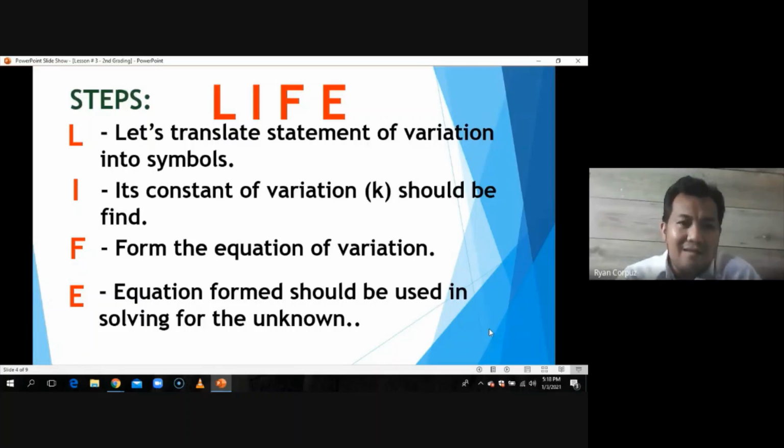Di ba? Pinapaalala sa atin lagi when we are solving variation to take good care of our life. So, better do it. Wag natin hintayin dumating sa point na pagsisisihan natin ang lahat.